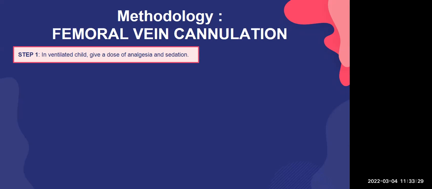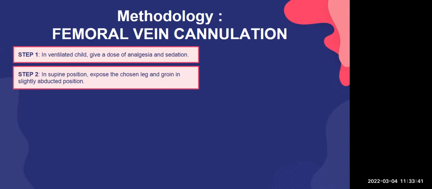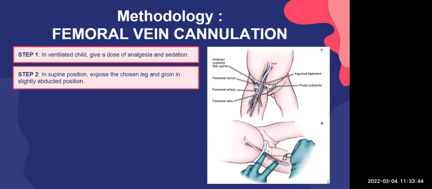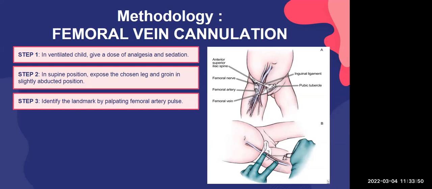So in a ventilated child, we give a dose of analgesia, such as morphine or fentanyl, and sedation, such as midazolam. In the supine position, we expose the chosen leg and groin in a slightly abducted position, and then identify the landmark by palpating the femoral artery pulse in the mid-inguinal region. After that, we can locate the femoral vein, which is located medial to the femoral artery. In an infant, it is about 5 to 6 millimeters deep, and in an adolescent, 10 to 15 millimeters.